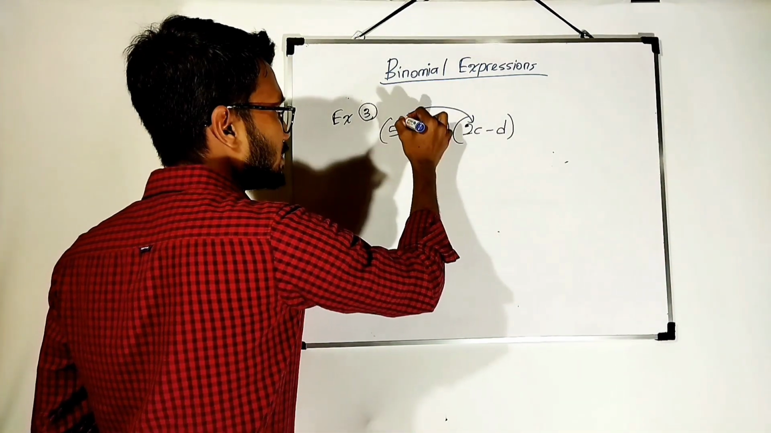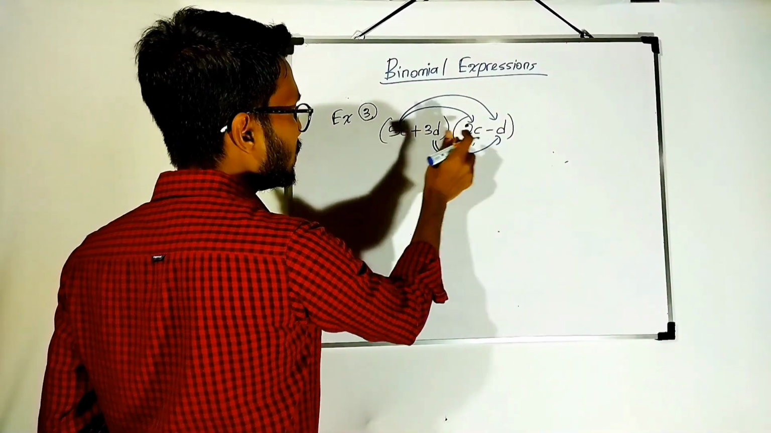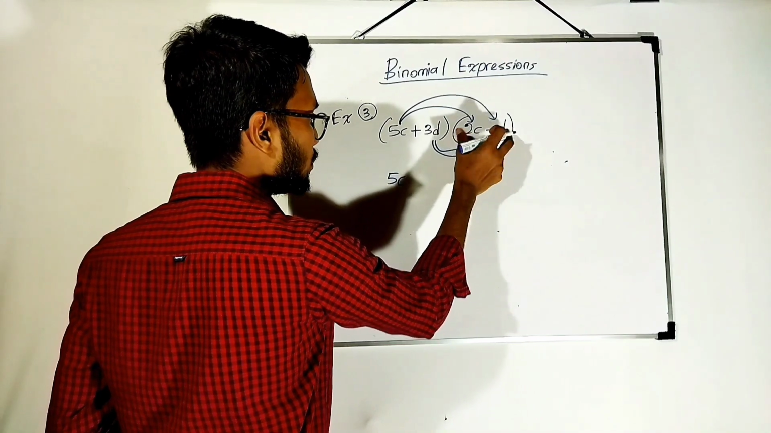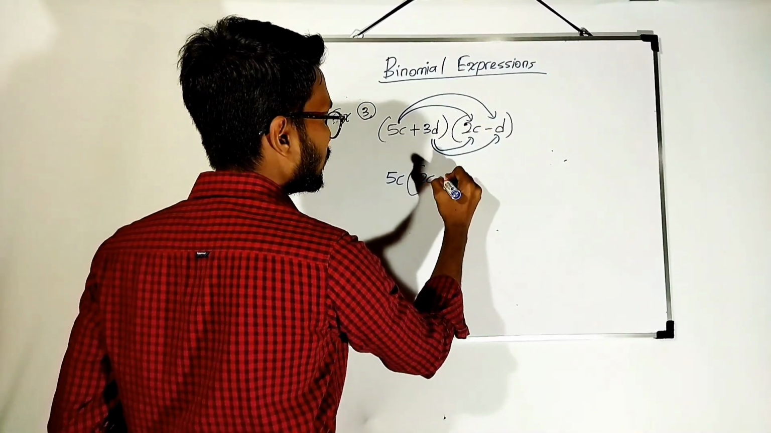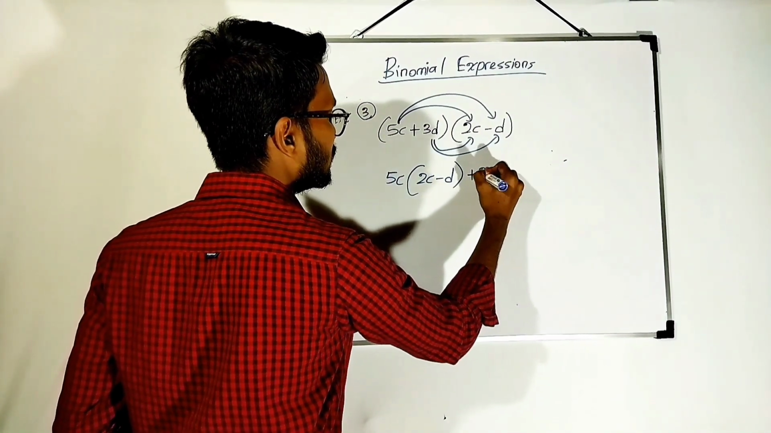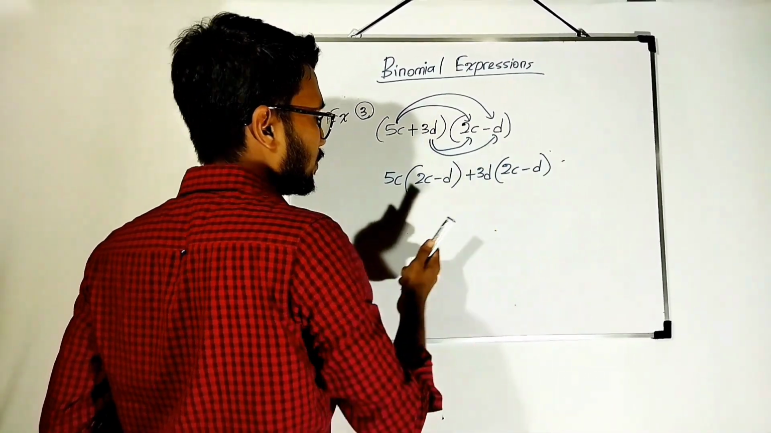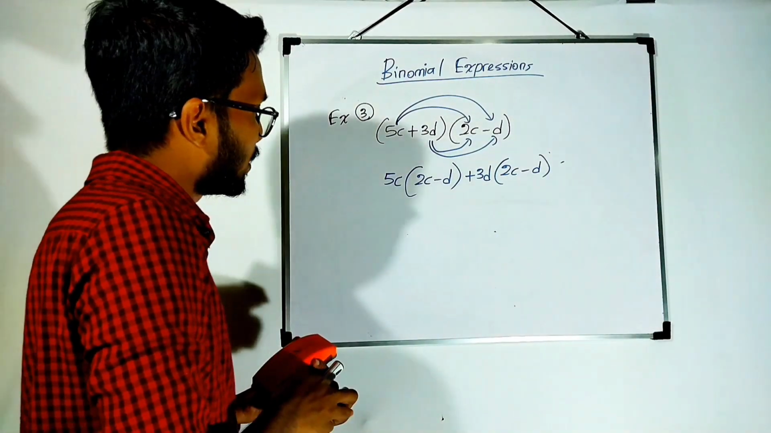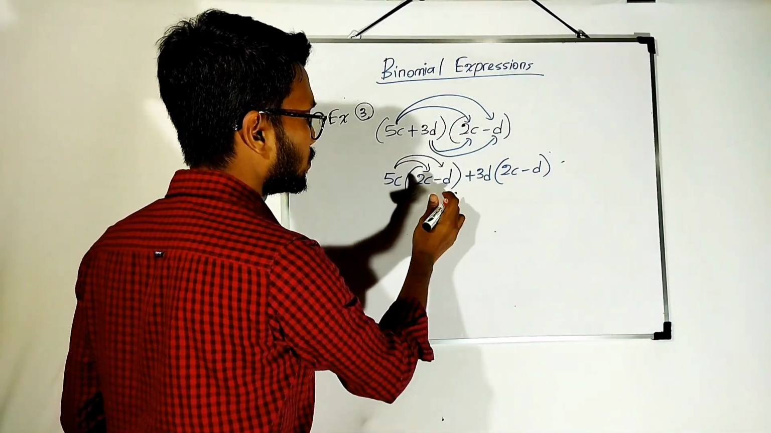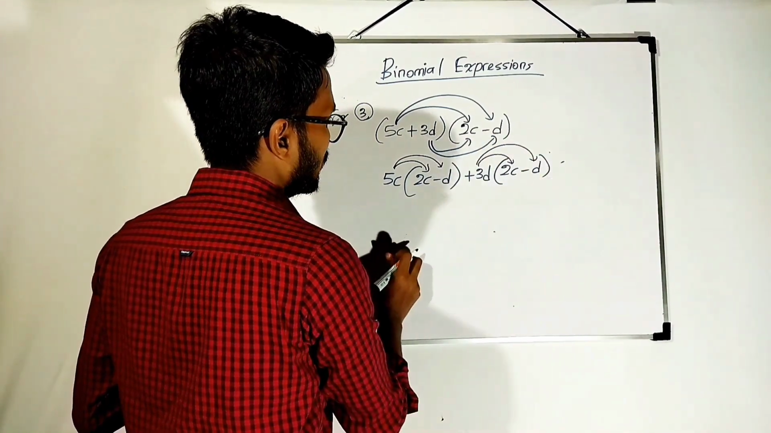Now here we need to multiply the same thing, the same way. Here 5c needs to multiply by 2c and minus d. I am going to write 5c and write this full bracket, 2c minus d, and write this plus 3d, 2c minus d. Now we need to multiply: 5c into 2c and 5c into d, and 3d into 2c, 3d into d.